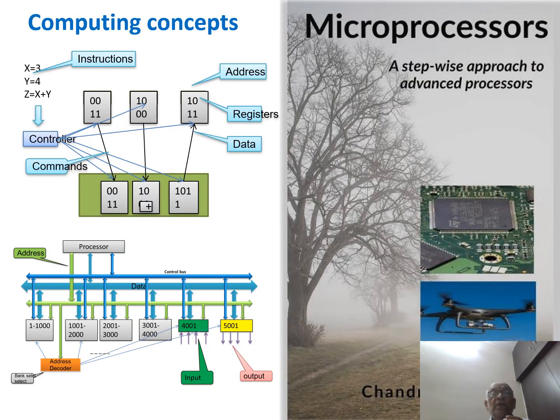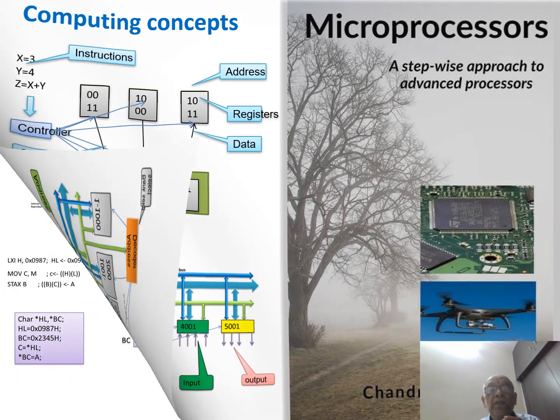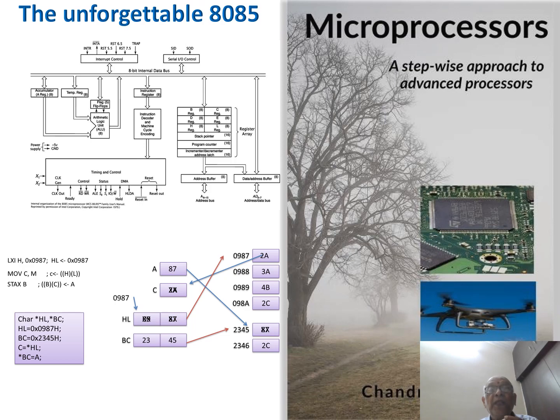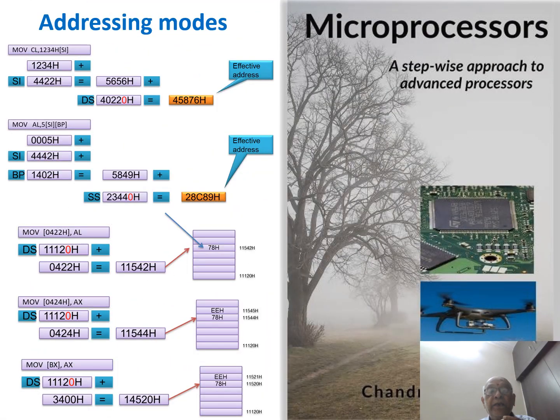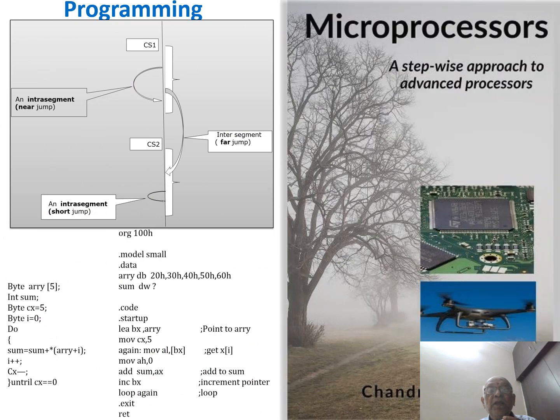Next is starting with the computing concepts in a very generic way, then the unforgettable 8085 primitive processor in a lighter way. The concepts have been introduced here. Afterwards, getting into the 8086 architecture in detail with the pipelining, segmentation concepts, and the architecture, which becomes the basis for assembly level programming, addressing modes, then the programming aspects, including the architectures.